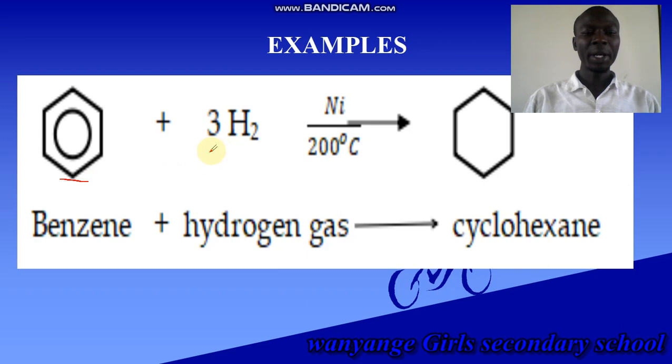reacting with 3 molecules of hydrogen, which is the same as 6 atoms of hydrogen, to form cyclohexane, but in presence of nickel catalyst and at 200 degrees Celsius.